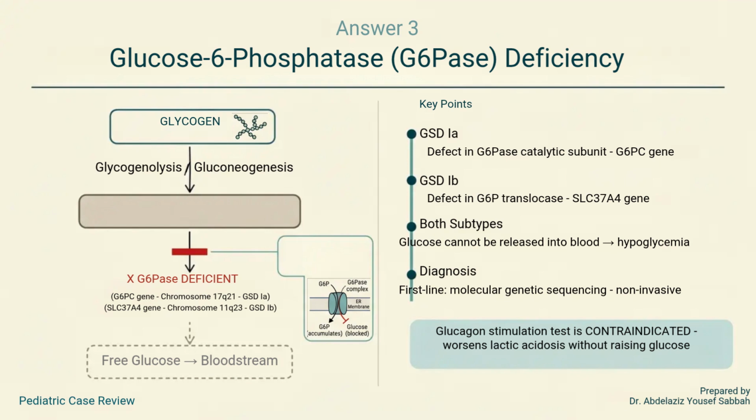Glucose-6-phosphatase is the final common enzyme that releases free glucose from glucose-6-phosphate, the end product of both glucose breakdown and gluconeogenesis. In type 1A, the defect is in the glucose-6-phosphatase catalytic subunit, encoded by the G6PC gene. In type 1B, the defect is instead in the glucose-6-phosphate translocase, encoded by the SLC37A4 gene. In both subtypes, glucose cannot be released into the blood, producing hypoglycemia. First-line diagnosis is molecular genetic sequencing, which is non-invasive. Importantly, the glucagon stimulation test is contraindicated because it worsens lactic acidosis without raising glucose.